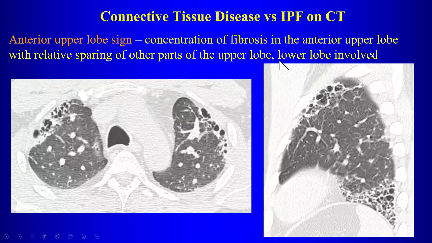All of these signs have been described to be more typical of connective tissue disease as opposed to idiopathic pulmonary fibrosis. So the anterior upper lobe sign is when we have this concentration of fibrosis here in the anterior portion of the upper lobe, more typical of connective tissue disease as opposed to IPF.